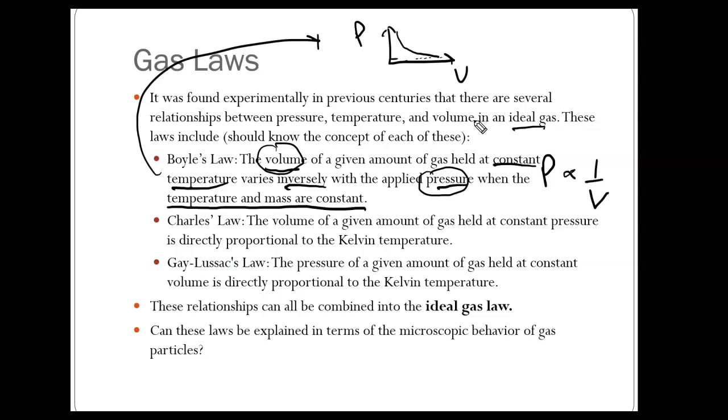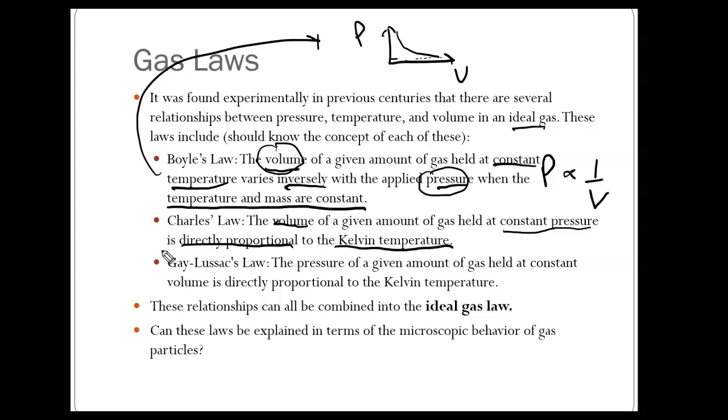Then you have Charles' law that says the volume of a given amount of gas held at constant pressure, so now the pressure is kept constant, is directly proportional to the Kelvin temperature. Now, it is important that you understand that when we talk about gas laws, the temperature must be measured in Kelvin. That's very important. When we did specific heat capacity problems, change in temperature can be either in Celsius or Kelvin, but any equation that has temperature in it has to be measured in Kelvin. And so Charles' law is saying that the volume of a given amount of gas held at constant pressure is directly proportional to the Kelvin temperature.